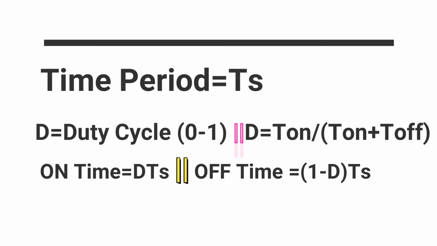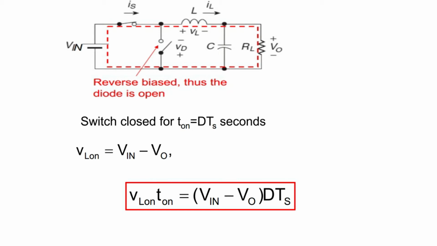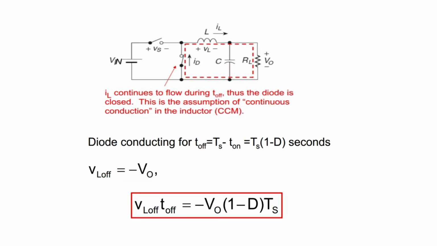Now we need to find the VL, or inductor voltages, for the on time and the off time. As you see, VL on is equal to Vin minus Vout, because the switch is connected for this time, so VL on into T on is equal to (Vin minus Vout) times DTs, and similarly VL off multiplied by T off is equal to minus Vout into (1 minus D)Ts. Here the negative sign represents the change in polarity of the inductor.